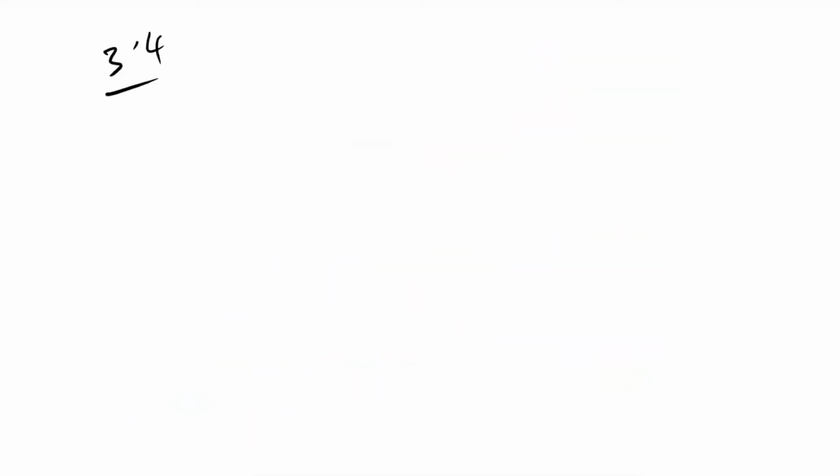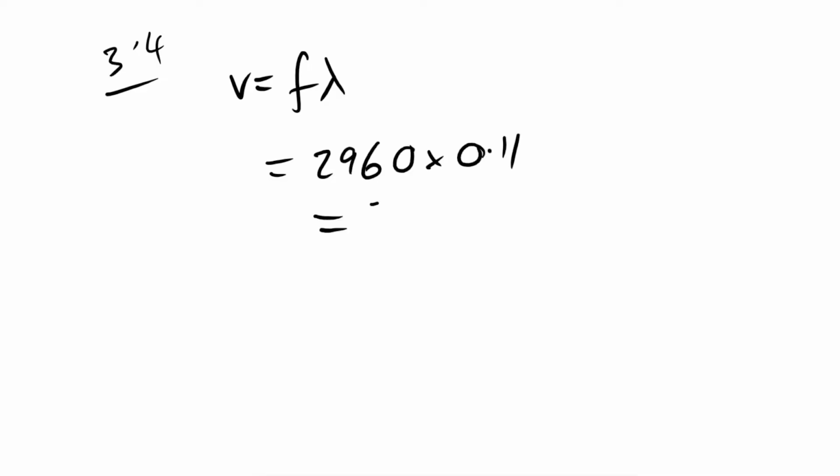3.4 then, we're just being asked to find the speed. So we know speed, C or V, whatever, V is equal to f lambda. So that's going to be 2,960 times our 0.11. And that gives us 360 meters per second.